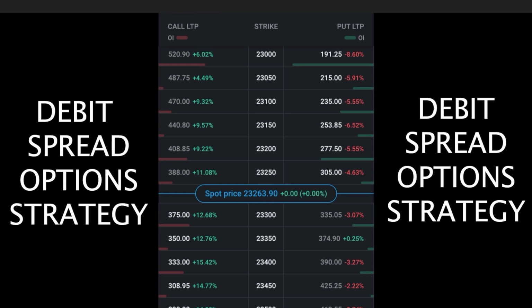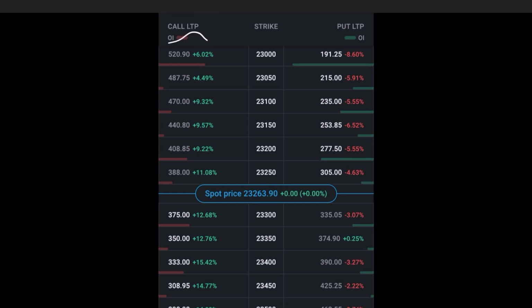So these options could be either deep in the money calls or deep in the money puts. In this example, let us choose these two adjacently situated deep in the money call options. In this strategy, you buy the costlier option and sell the cheaper option. So here you sell the 487.75 call and you buy the 520.90 call. One important thing to note is the difference between the strike prices of these two options, that is 50.